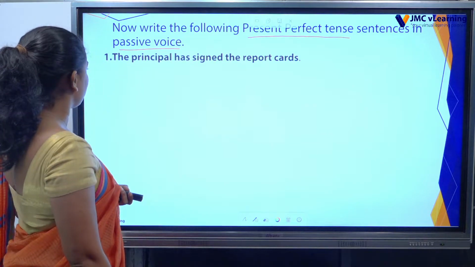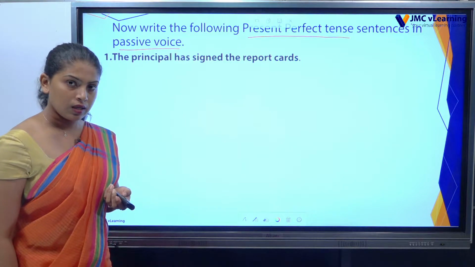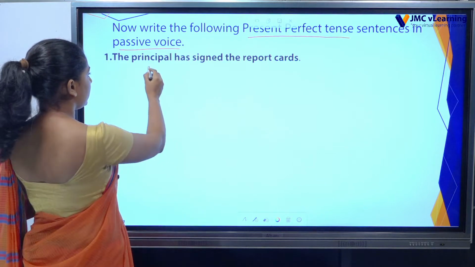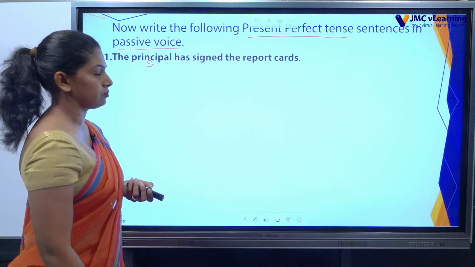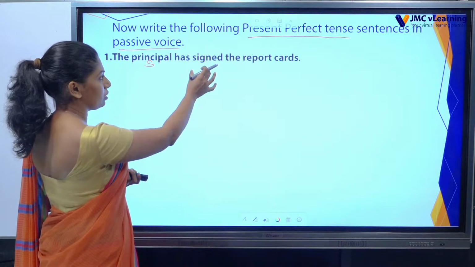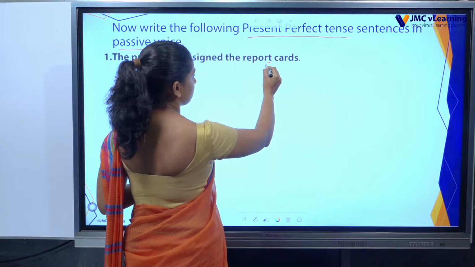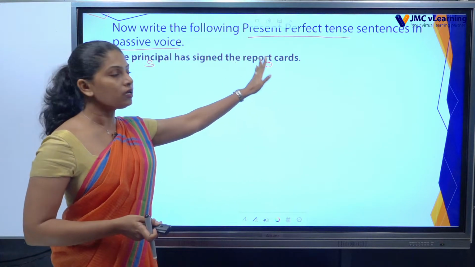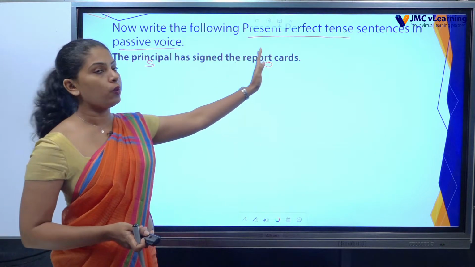Okay, let us see the first one. The principal has signed the report cards. Who has signed the report cards? Principal. So, principal is whom here? Subject, right? He is the person who has done it. So, he has signed. The verb is signed, right? What has he signed? What is the object here? The report cards. So, first we have to write the object. So, we have to start the sentence using the report cards.